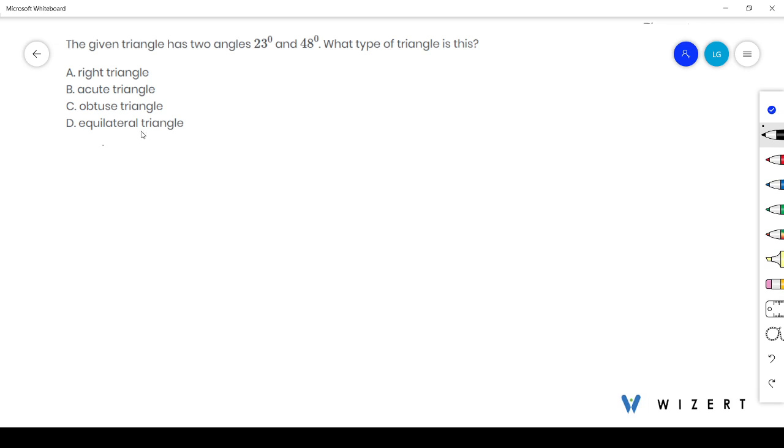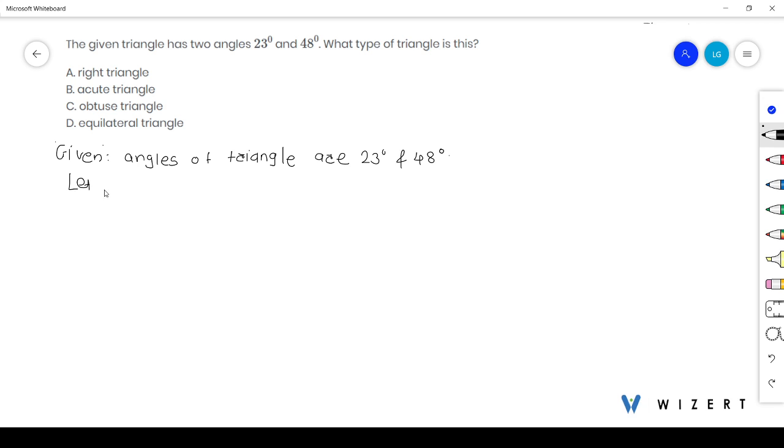Our question is, the given triangle has two angles, 23 degree and 48 degree. What type of triangle is this? We have given angles of triangle are 23 degree and 48 degree.